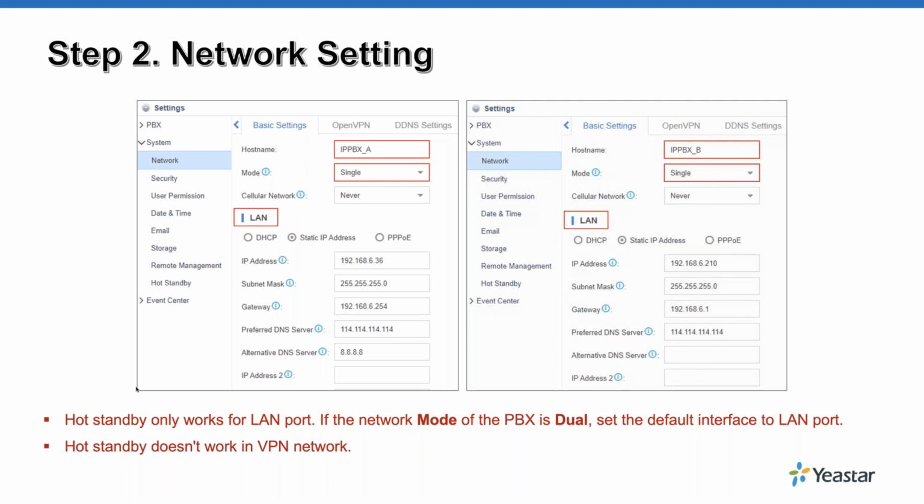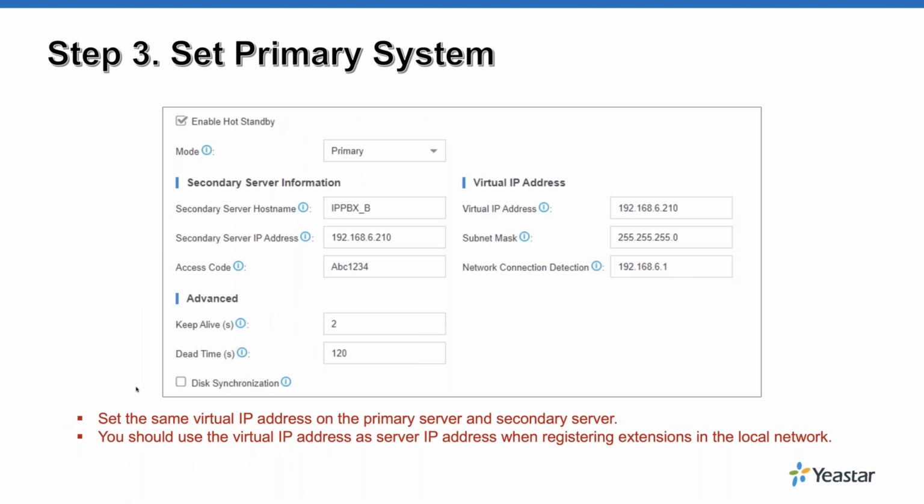This is also very important because when you enable the hot standby feature, you're going to type in the secondary server name, which is IPPBX-B, with the specific IP address, 6.210. And the access code depends on you. You can set an access code here for both your primary system and the secondary system. That's just optional, that's flexible. You can create anything you want. And the virtual IP address, I mentioned before, right? You have a reserved IP, then you can just put that IP address here.